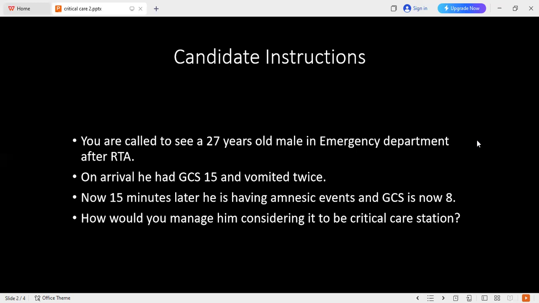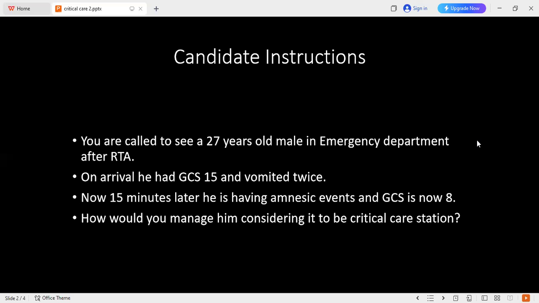What is the normal intracranial pressure? To 15. Hmm, 15 what? Milligram per... No, intracranial pressure should be in millimeters of mercury. Okay, you don't know. All right.